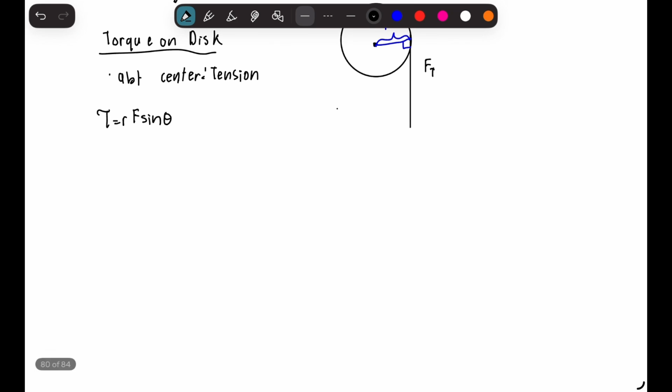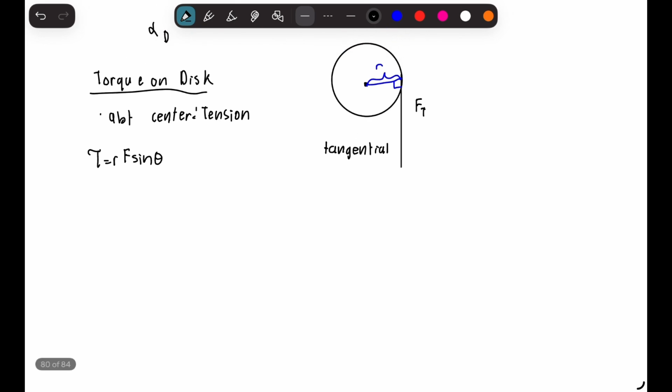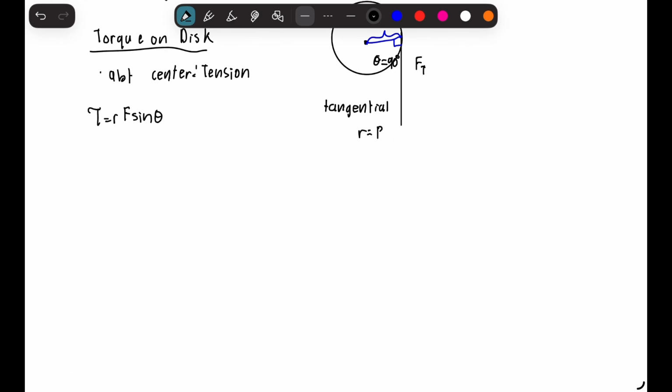Here we know it's going to be tangential. So Ft is going to be tangential, or theta is 90 degrees. So that means our r is going to equal the radius of the circle. So that means that our torque is going to equal Ft times r, because sine of 90 degrees on the unit circle is going to be a height of 1. So this is 1. That means this is going to be Ft r as your torque.